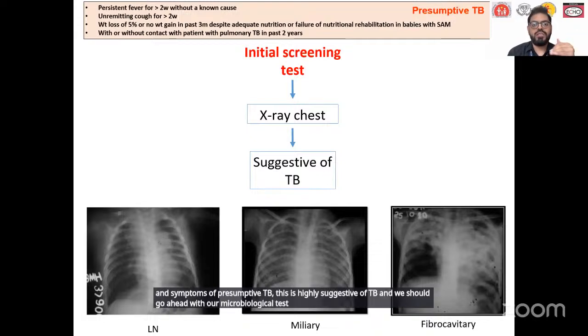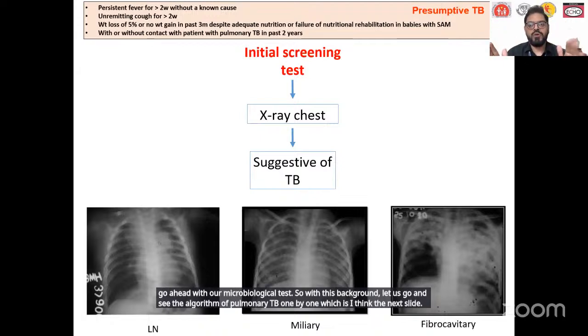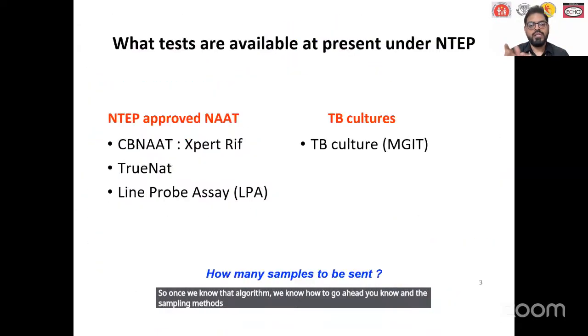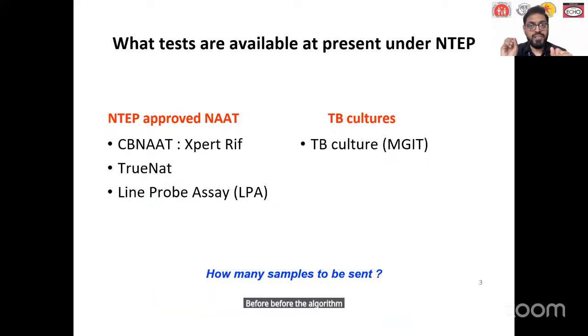With this background, let us go and see the algorithm of pulmonary TB one by one, in the next slide. Once we know that algorithm, we know how to go ahead. Sampling methods we have talked about, and what sample we need to send. Before the algorithm, I will just tell you the tests which we need to send.